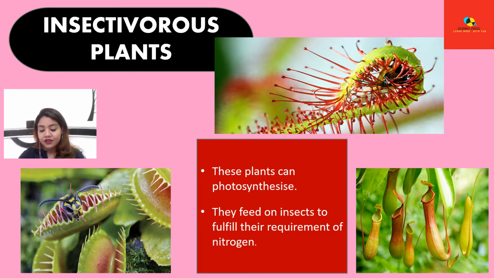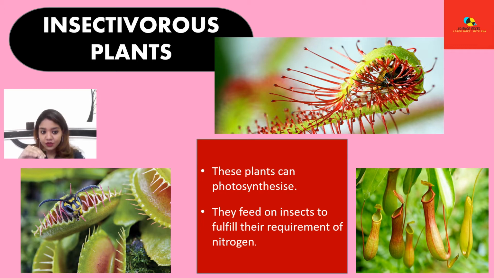Okay, they are modified in the shape of a pitcher, and the apex of the leaf is actually modified into a lid. Okay, and there are hairs which are directing downwards. So what happens when an insect sits or lands in the pitcher? Okay, the lid gets closed.